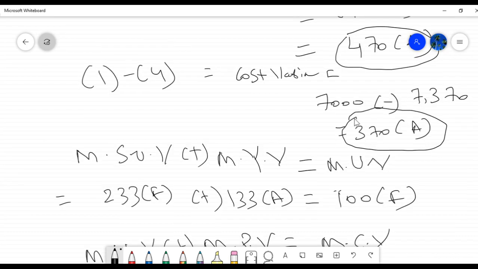Okay, this is how we have to work it out. So with this, the problem is over. I'll move to the next problem.